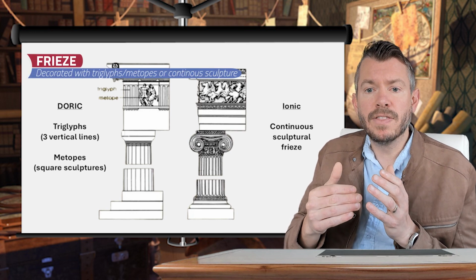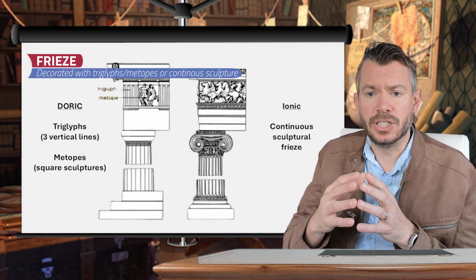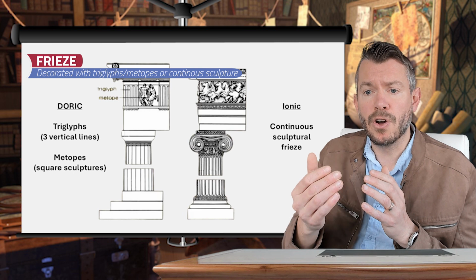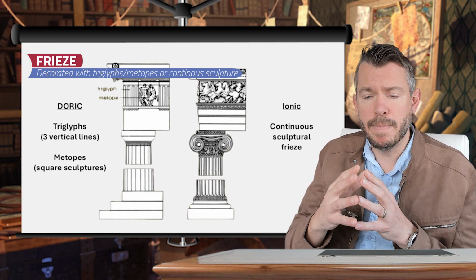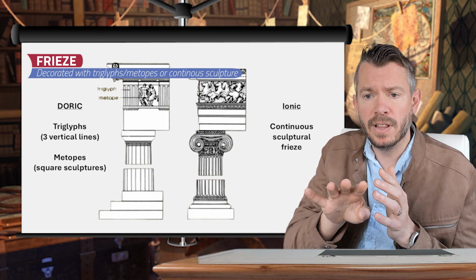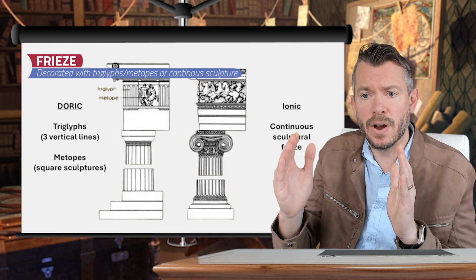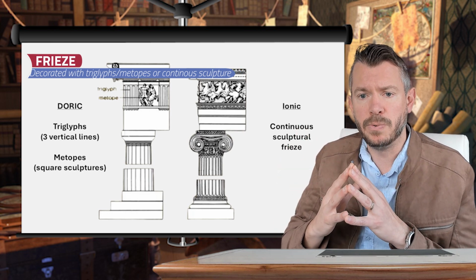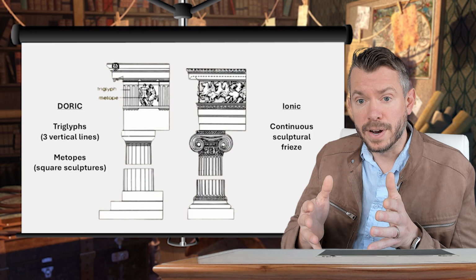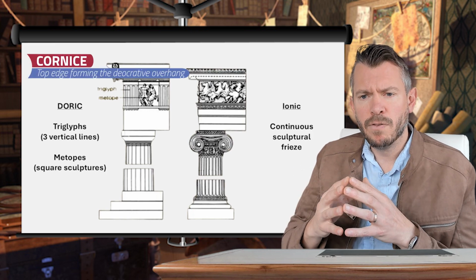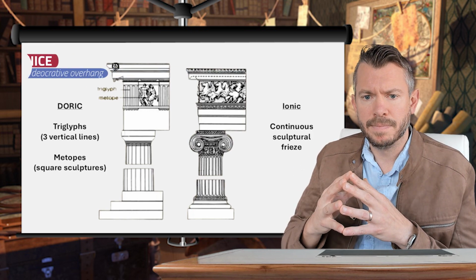Next up, we've got the frieze. This is the middle section, which was frequently decorated with carvings or triglyphs and metopes. Triglyphs being the 3 vertical lines, metopes being the square blank or carved areas in between them. And then we have the cornice, which is the top edge, forming a decorative overhang.